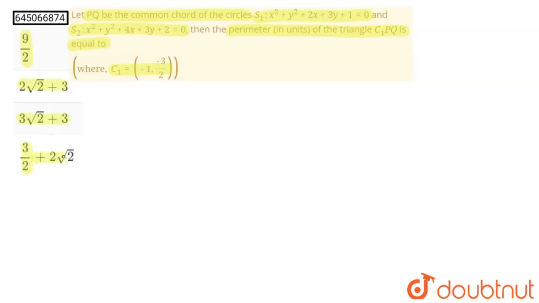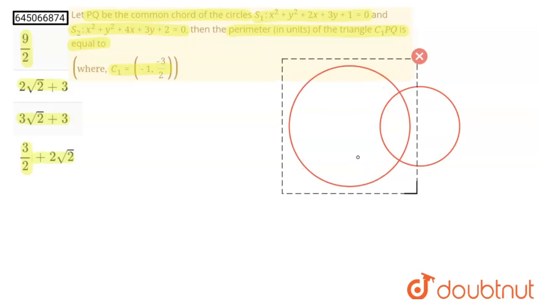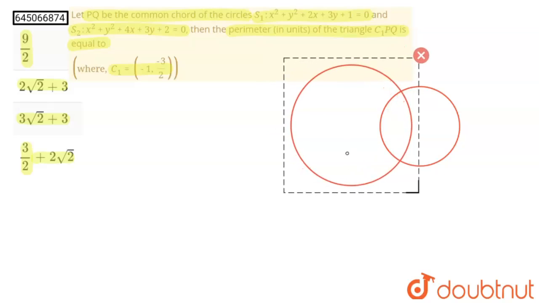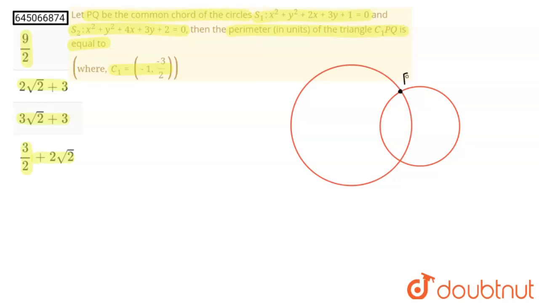Okay students, so let's find this. PQ is the common chord of both the circles. So I'm going to draw two circles. This is our one circle, and this is our another circle. I will take this bigger. Now this is our common chord. I will name this as P and this as Q. I'm going to consider this circle S1 and this circle S2.